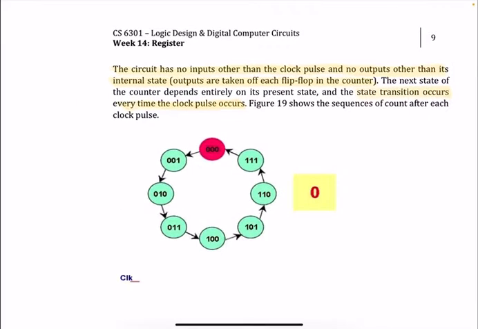The circuit has no inputs other than the clock pulse and no outputs other than its internal state. Outputs are taken off each flip-flop in the counter. Okay, the next state of the counter depends on its present state, and the state transition occurs every time the clock pulse occurs. Okay, until na bumalik siya sa 0.